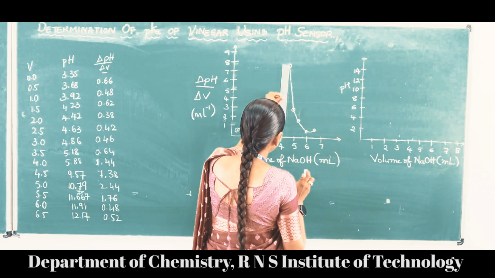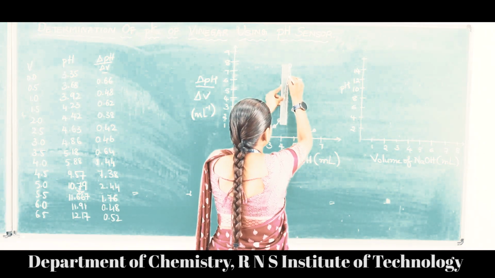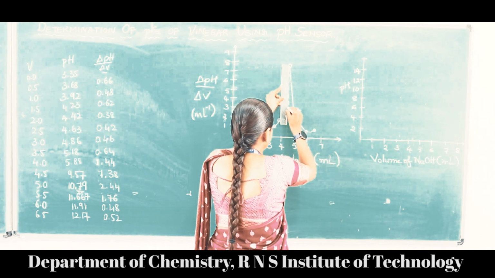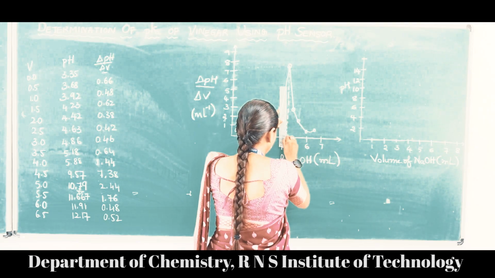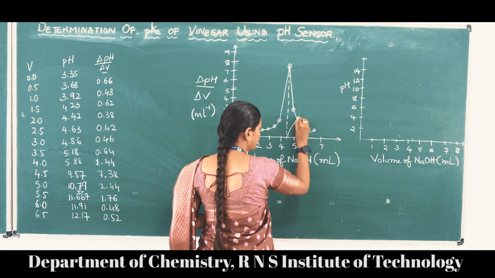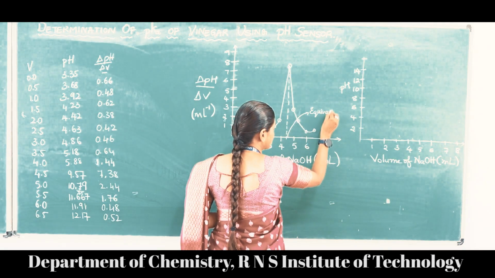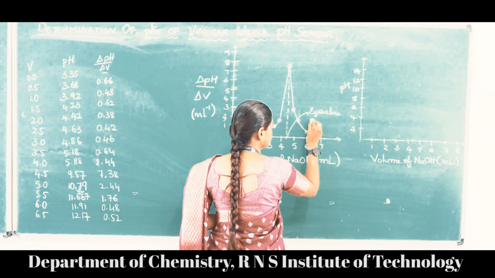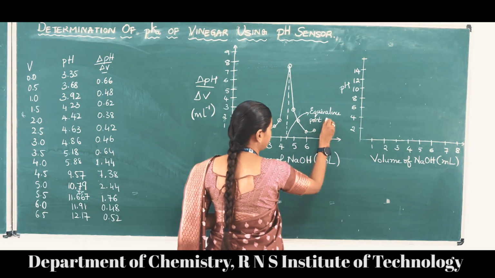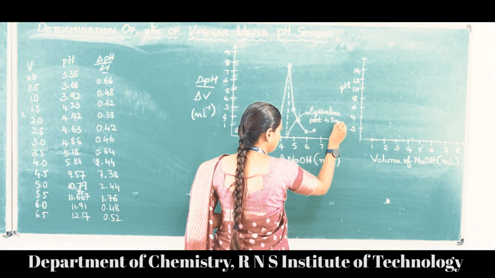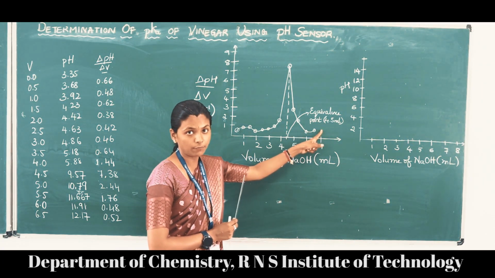And you will have to take an extrapolation from this peak point towards the x-axis. Let that extrapolation be a dotted line, and you will mark this point over here and write it as equivalence point. And what is its value? It is exactly 4.5. So you will write 4.5 ml inside the brackets. And this is how you will estimate the equivalence point.